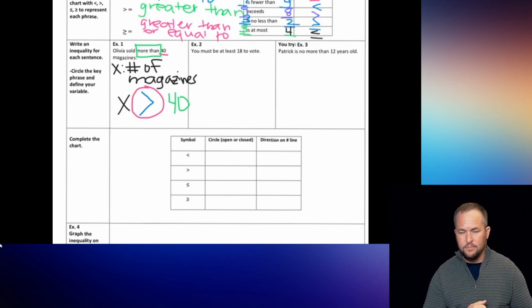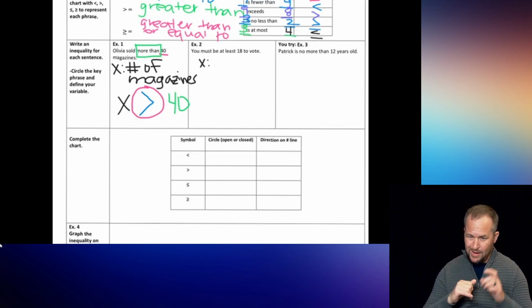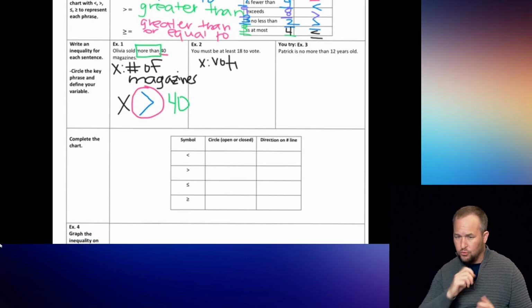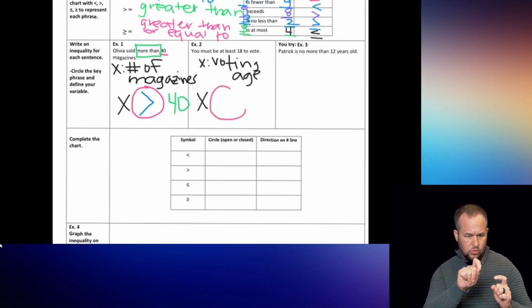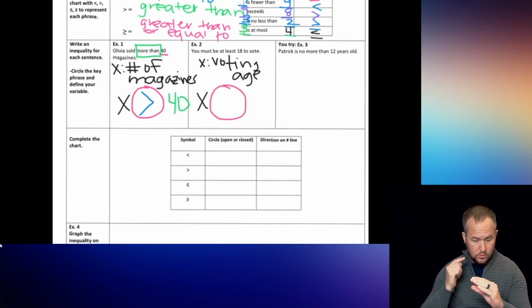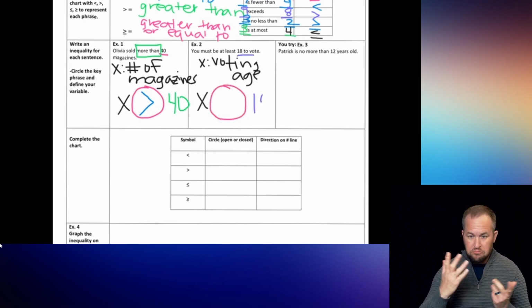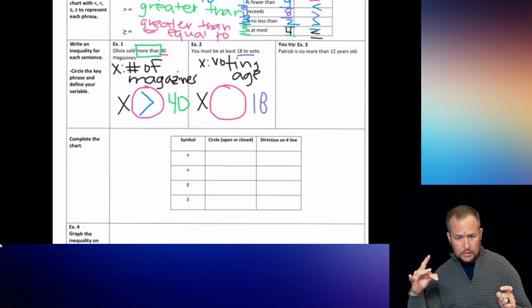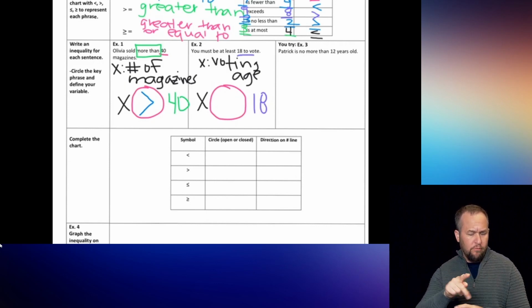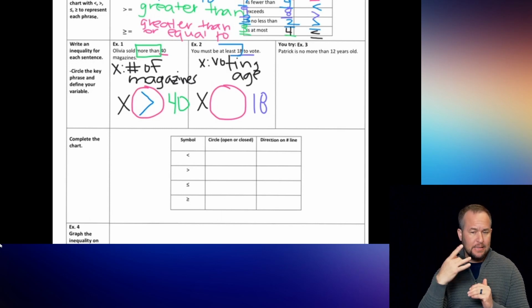All right, and then the next one, so you must be at least 18 to vote. Okay, so I know that X is going to be my voting age. That's what I don't know. So with our voting age, again, start with your X, and then we're going to use our big circle to include our inequality. And then the other number that we have is 18. So X is something 18, and now I'm going to identify my key phrase. So you must be at least 18 to vote.